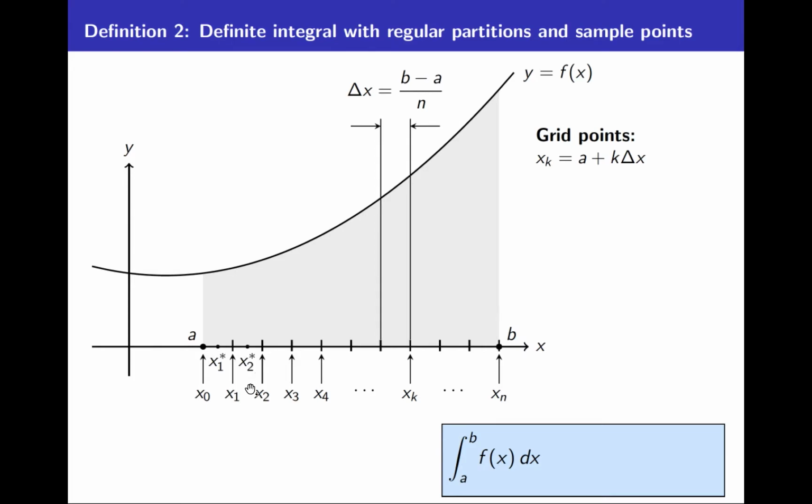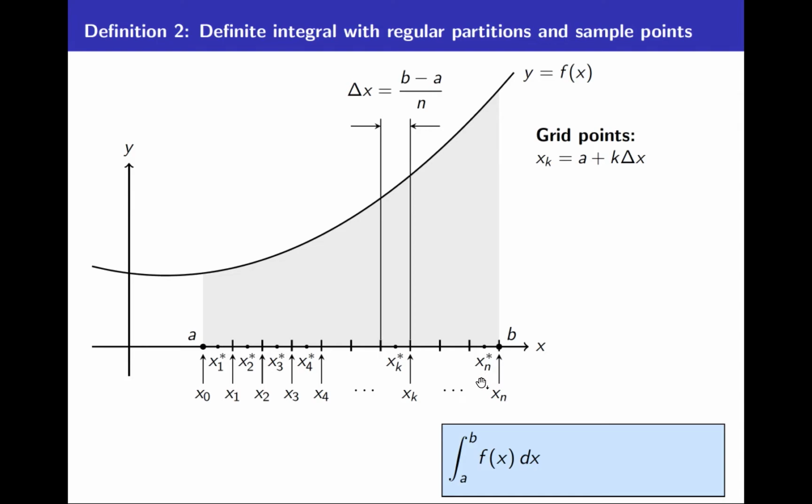X sub 2 star is going to be the sample point of the second interval. And it could be anywhere in this interval. All the way over to the right if you wanted it, all the way over to the left if you wanted it, right in the middle, or anywhere. It's just a sample point. Then we take the third sample point and the fourth, and so on, all the way up to the nth sample point.